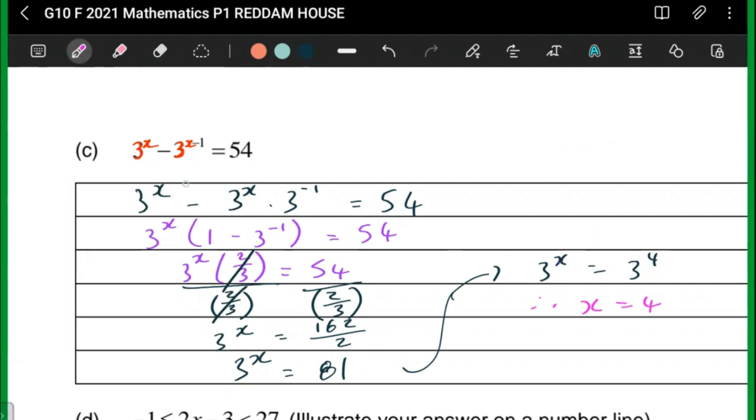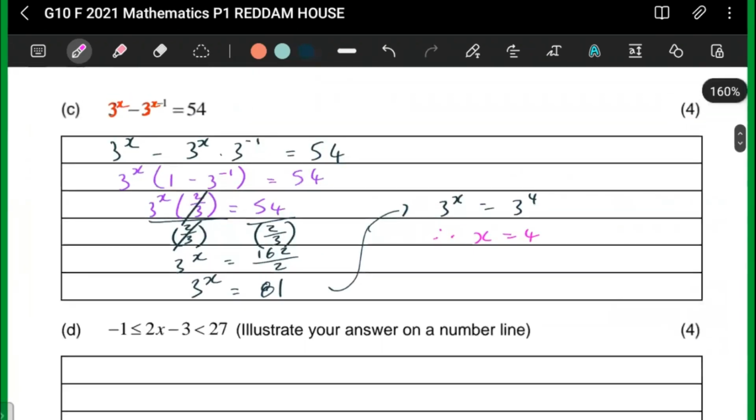And we said always test out your answers. Put a 4 there, put a 4 there, 0 will give you 54, and it will. That will give you 4 marks.